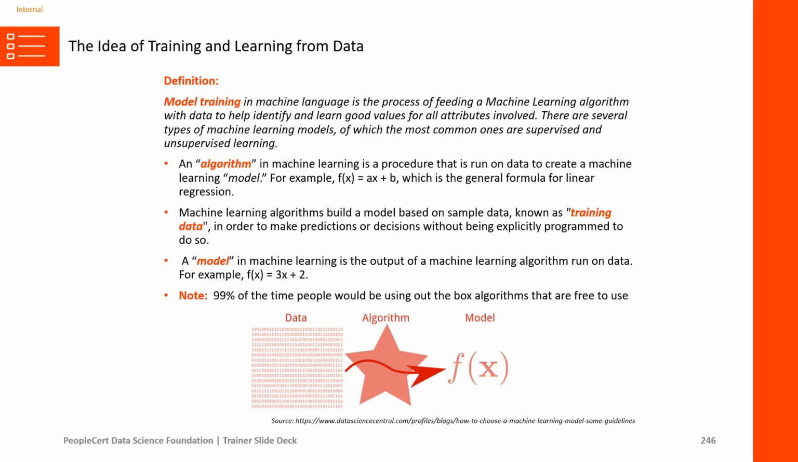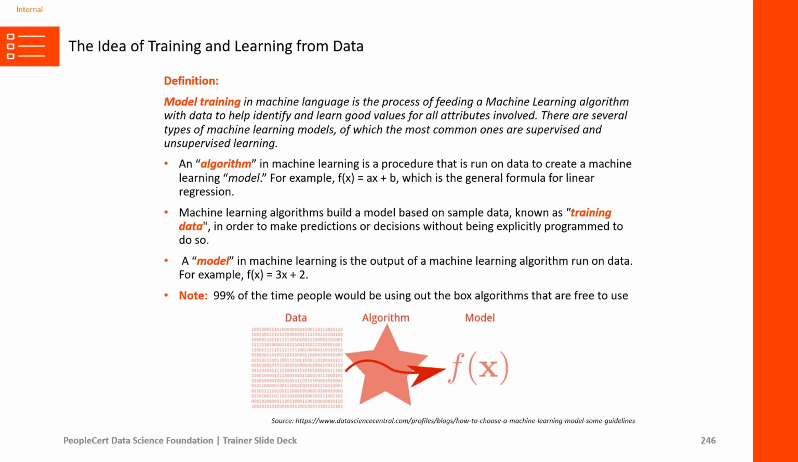So in the case of machine learning, there are three important concepts. First is data, second is algorithm, the third is the model. So now let's look into each of these in detail. So definition. Model training in machine learning is the process of feeding a machine learning algorithm with the data to help identify and learn good values of all the attributes which are involved in it.